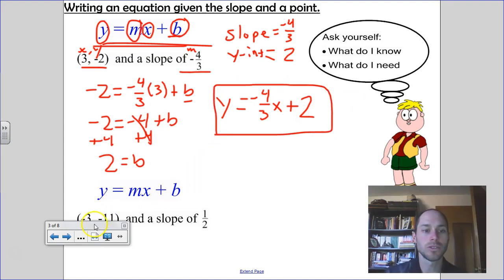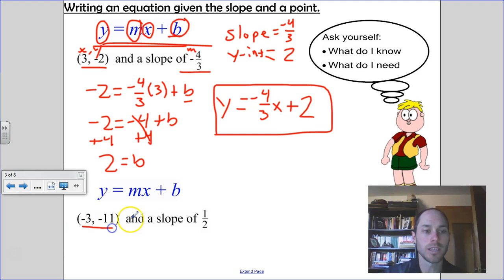Okay, so why don't you try this one down here. The point is negative 3, negative 11, slope of 1/2. See if you can come up with the equation for that. Pause the video, start it when you're ready.